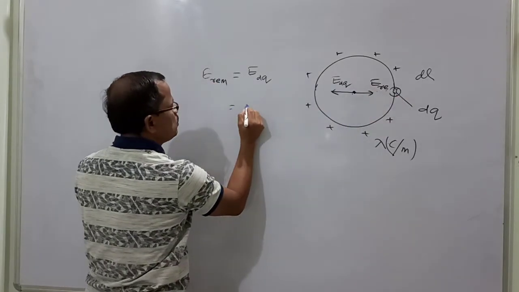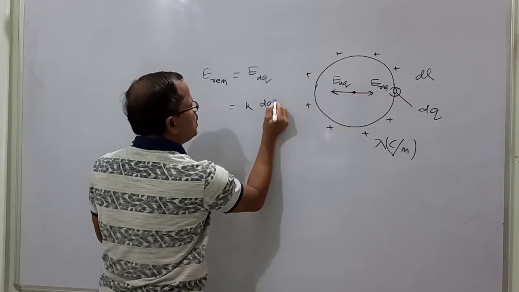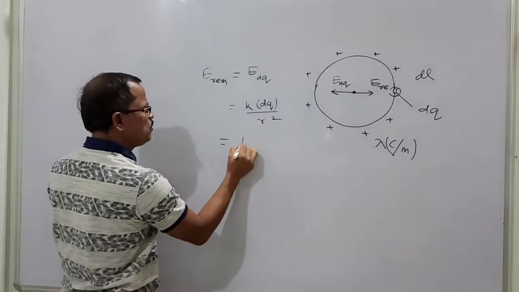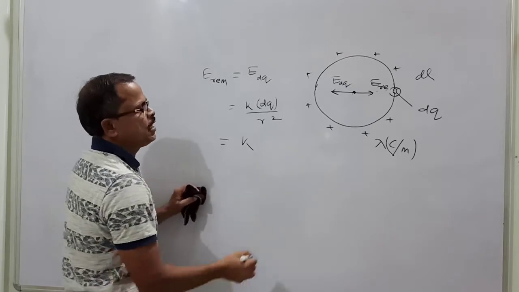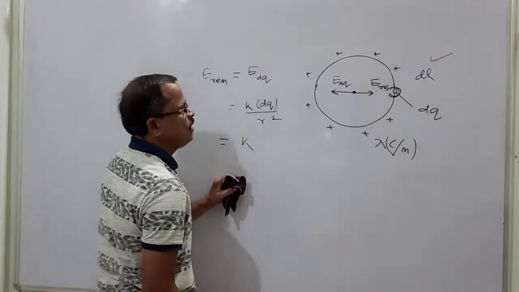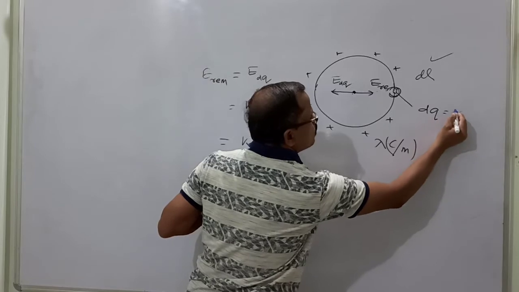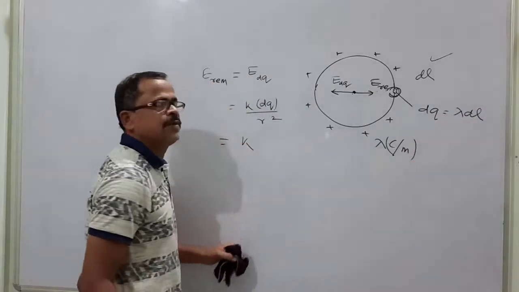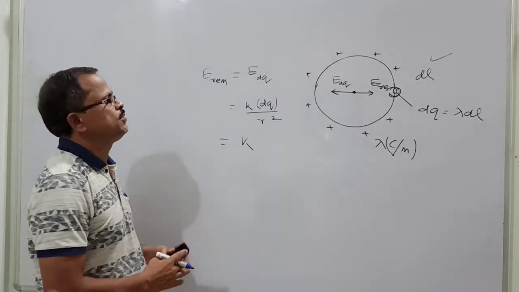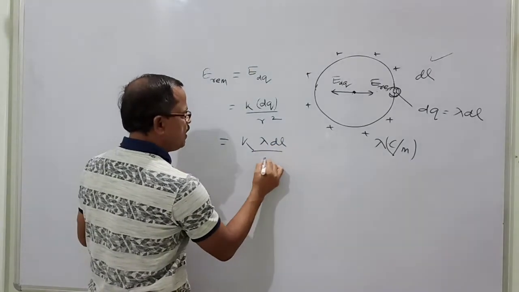That is how much? That is equal to k times the charge of the element, which is dq, divided by the radius squared, r square. That is equal to k times dq. Now dq is the charge in the element whose length is dl. Lambda is the charge per unit length, so dq is equal to lambda into dl. The length of the element is dl, so the charge of the element is lambda dl. Then I can write that as lambda into dl divided by r square.